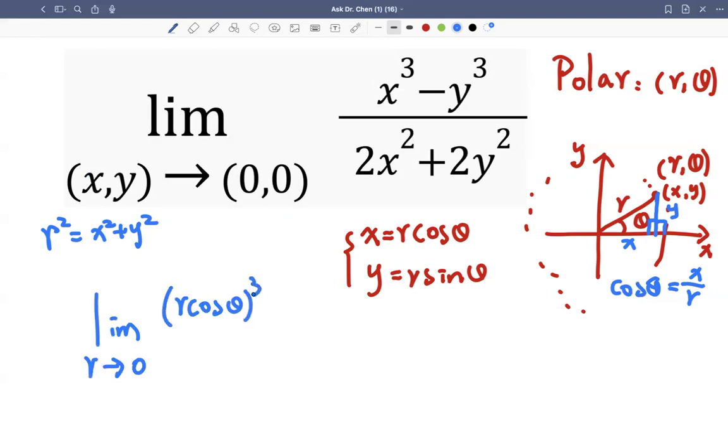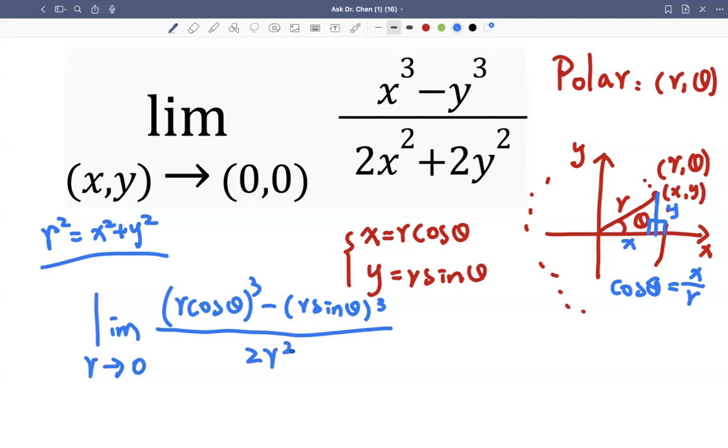Minus y, which is r sine theta, raised to the power of 3, divided by the denominator, which is 2 times x squared plus y squared. Well, that's just 2r squared, because r squared equals x squared plus y squared. So the bottom is equal to 2r squared. Simplifying this, we get the limit as r approaches 0.